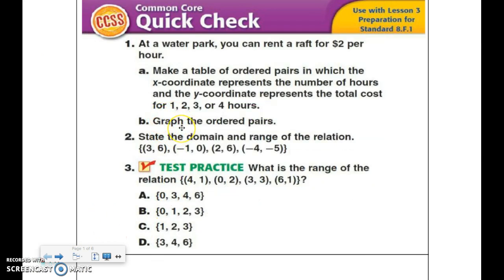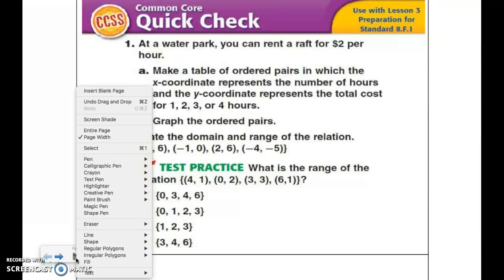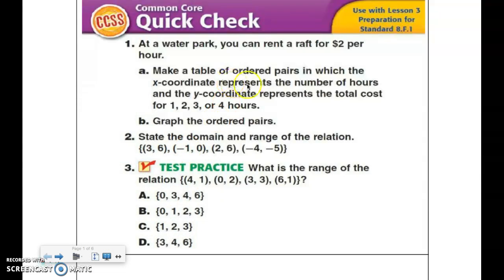So here's what we have. At a water park, you can rent a raft for $2 per hour. Make a table of ordered pairs in which the x-coordinate represents the number of hours and the y-coordinate represents the total cost for 1, 2, or 3 hours. So first of all, it's saying without saying that you need to have some sort of a linear equation. So based on the information here that it's $2 per hour, I think we're going with the equation y equals 2x. That way when you make your table, and you've got your x and your y values.